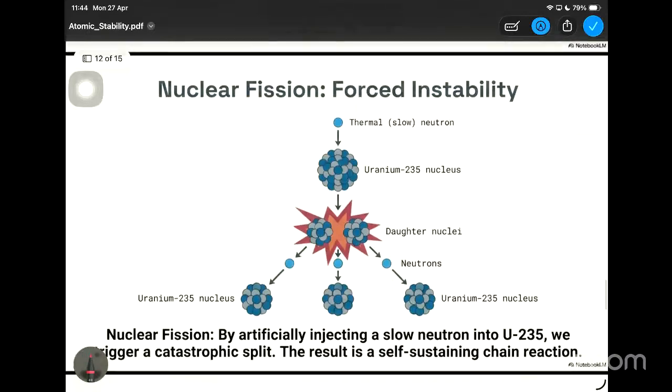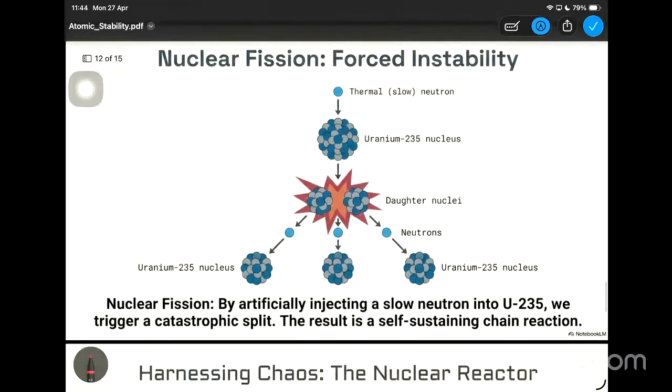So nuclear fission means the nucleus is being broken. This is a very unstable process, and you can get a huge amount of energy from here. So here you can see the process is given.